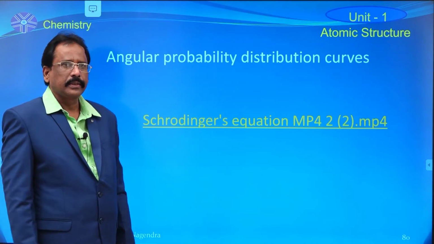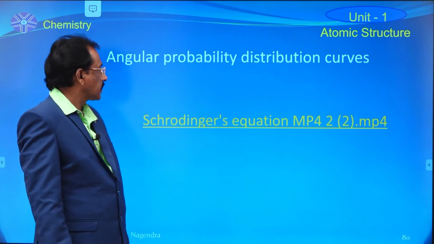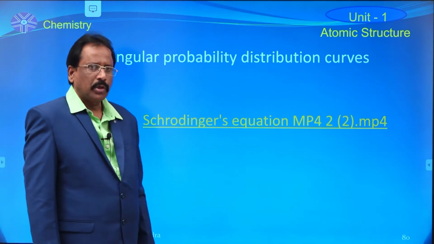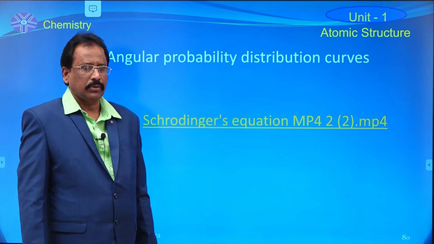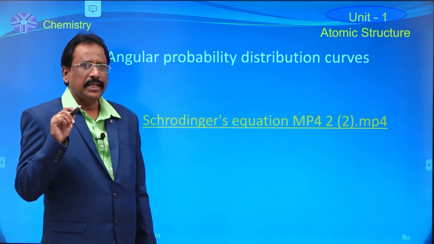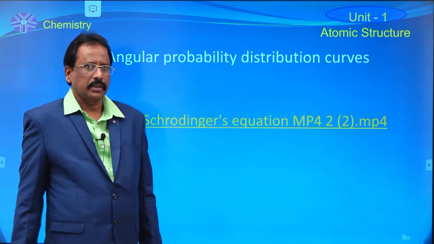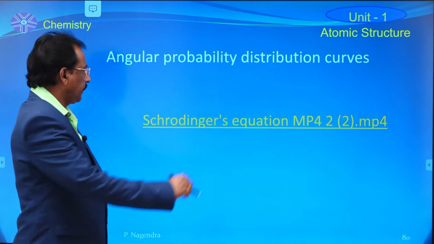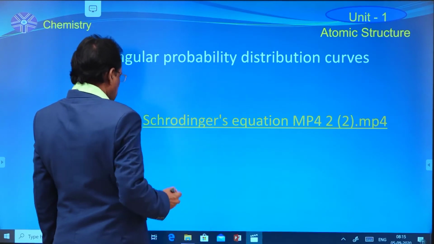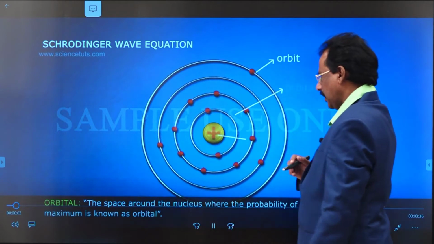Hello students, the next topic in atomic structure is angular probability distribution curves. These curves explain the shapes of the orbitals. Angular probability distribution curves are nothing but the shape of the orbitals.